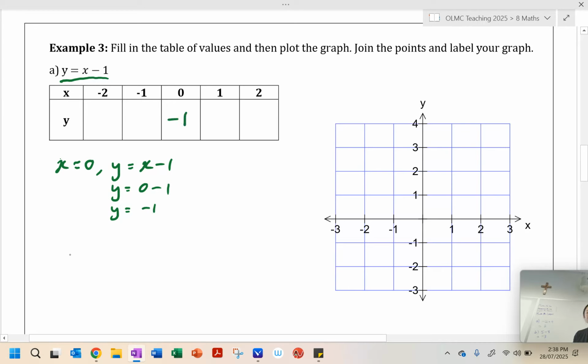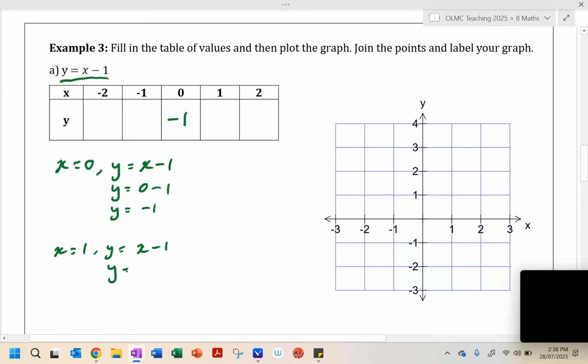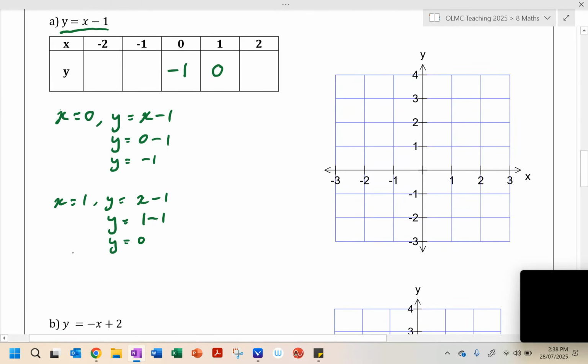Okay. Then do x equals 1. So y equals x minus 1, so y equals 1 minus 1. So y equals 0. I think we can almost guess what this is going to be, but we need one more to give us the evidence. So x equals 2. Y equals 2 minus 1. So y equals 1. What's the pattern?